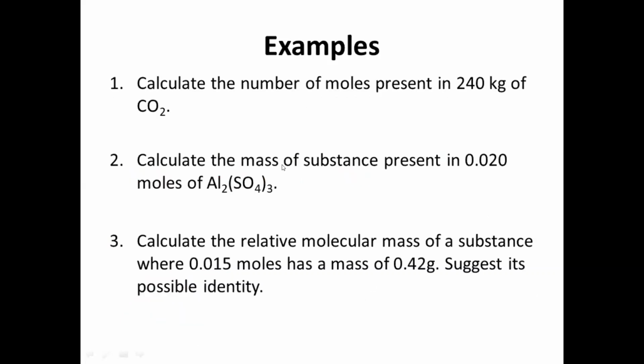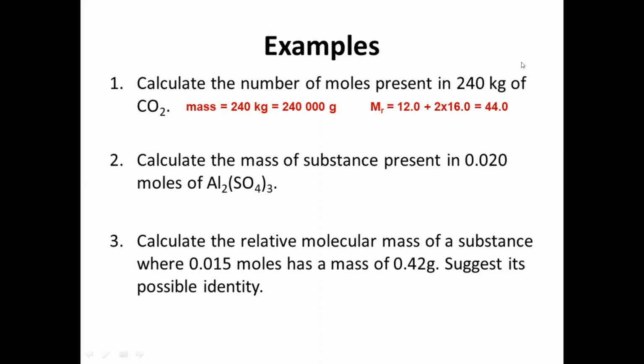So some examples for you. Pause and have a go, and I'm going to go through the answers. Okay, so let's calculate the number of moles present in 240 kilograms of carbon dioxide. We need to change the kilograms into grams. 1 kilogram is 1,000 grams, so you times it by 1,000 to get the grams.